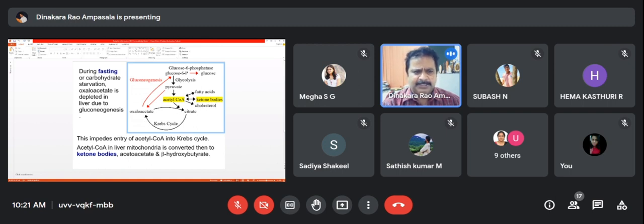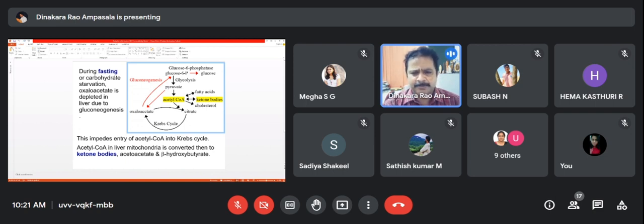Okay, so during fasting or carbohydrate starvation, oxaloacetate is depleted in the liver due to gluconeogenesis. This impedes the entry of acetyl-CoA molecule into Krebs cycle. Acetyl-CoA in liver mitochondria is converted to ketone bodies. So when we are in fasting condition, oxaloacetate will go down. Once oxaloacetate goes down, that blocks the acetyl-CoA molecule from entering into Krebs cycle.